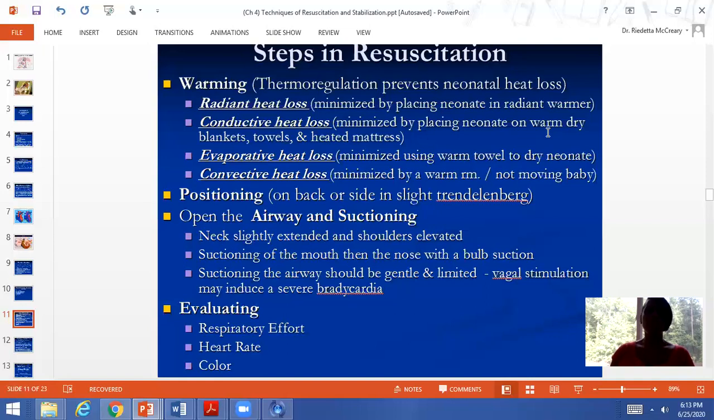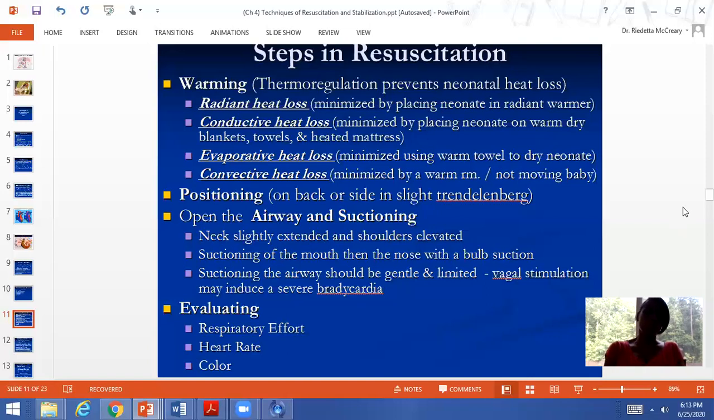Once you have the airway open and you have them positioned properly, suction the mouth, then the nose. I don't care whether it's an adult, a neonate, or a pediatric patient, you never want to go in their nose and then their mouth, putting their boogies in their mouth. That's nasty. So always suction the mouth, then the nose. If the baby is stable, you're doing that with the bulb suction.